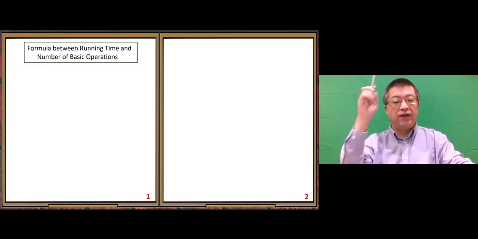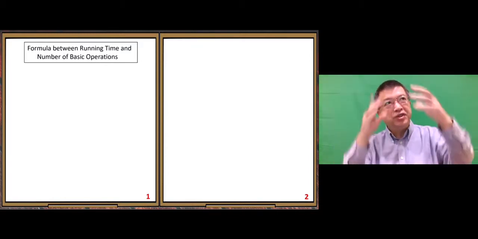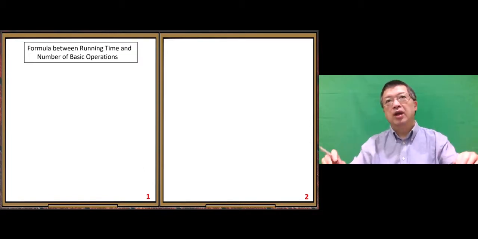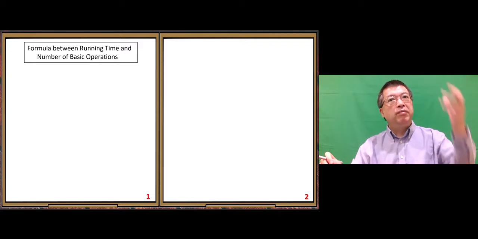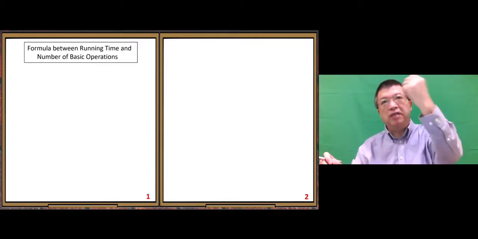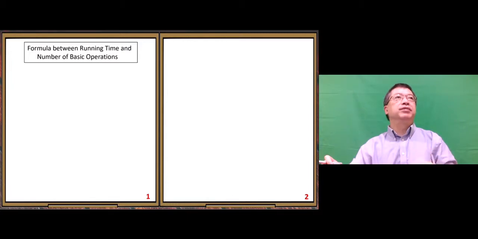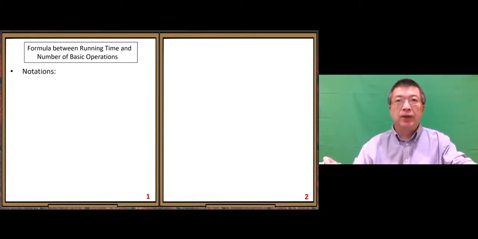First, let's look at the formula between running time and the number of basic operations, the relationship. Why we can use the number of basic operations to measure the running time. How good is that method? We want to look at that question first. All right. Notations.